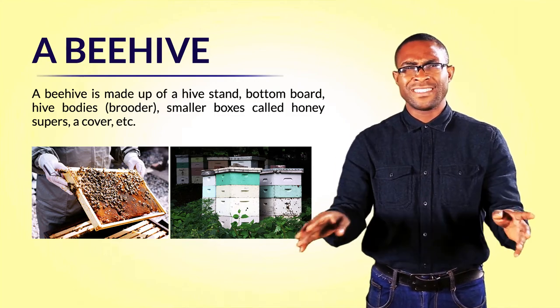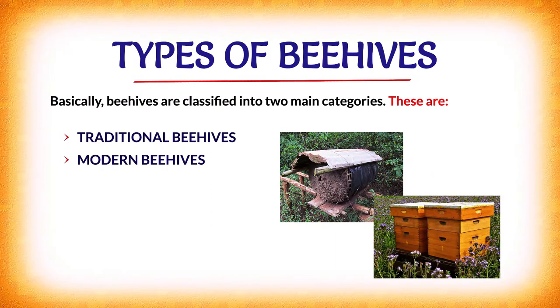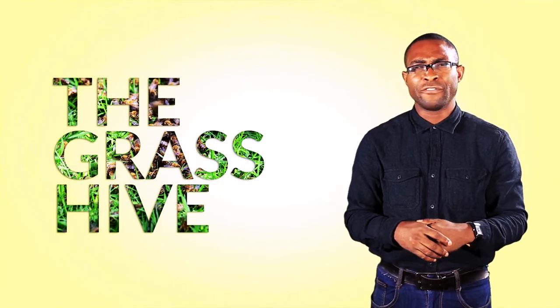Now let's look at the types of beehives. There are basically two. We have the traditional beehives, and then we have the modern beehives. For this class, we will look at the traditional beehive, and we are considering five of them, which are the grass hive, the gourd hive, the log hive, the barrel hive, and then the clay pot hive. So let's look at the grass hive.